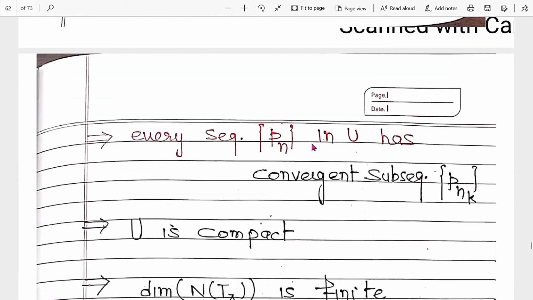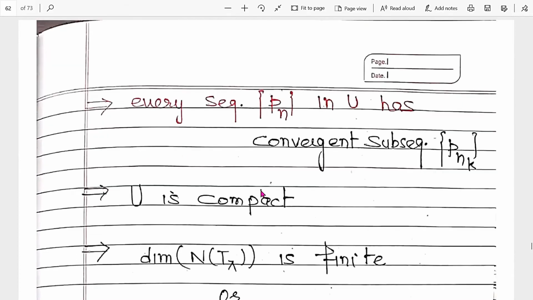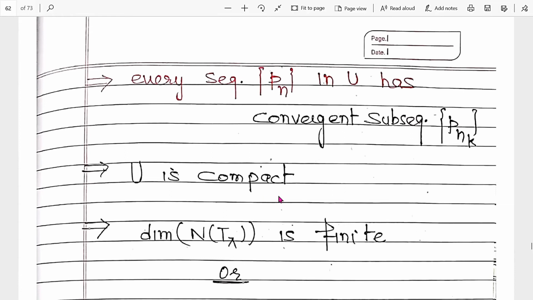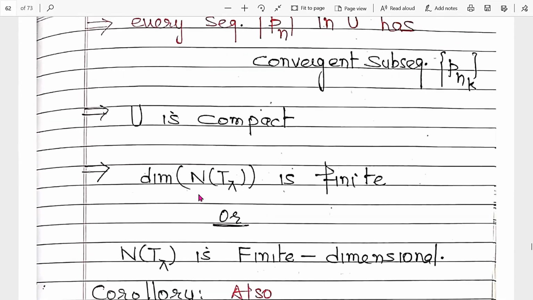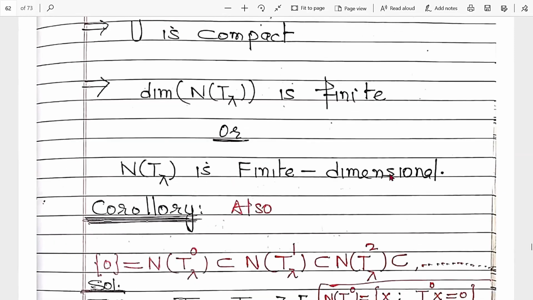Now, every sequence Pn in U has a convergent subsequence. We proved that every sequence Pn in U has a convergent subsequence. Then it means U is compact. If U is compact, then by that theorem the dimension of the nullity of T lambda is finite. So the nullity of T lambda is a finite dimensional space. This is a very important result. So remember, if T is a compact operator, then its nullity is finite dimensional. Similarly, we will prove later on that its range is closed, but the nullity is finite dimensional.